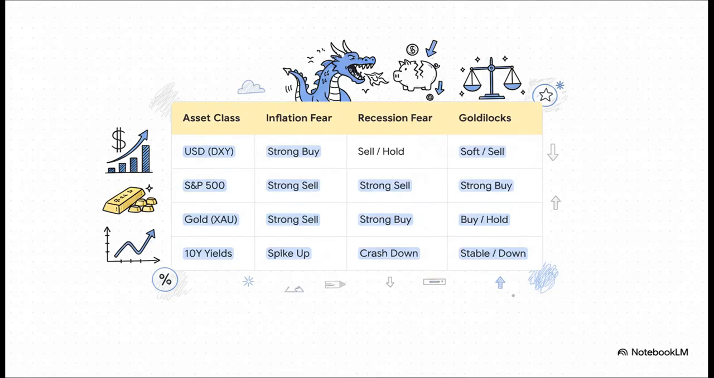And this is where the rubber meets the road. This table gives you the playbook. It maps out how different assets, we're talking the US dollar, stocks, gold, bond yields, are likely to react inside each of those psychological states. This is how you go from just analyzing the report to actually forming a concrete trading idea.